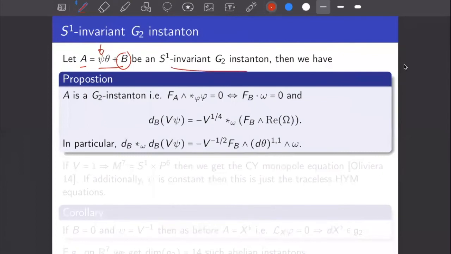Then the S1 invariant G2 instanton condition can be rephrased in the following way. We end up getting that the curvature form of the connection form B on our 6-manifold has to vanish when paired with the symplectic form, when the 2-form is contracted with it, and we get an analog of the so-called Bogomolny equation. So recall that this thing here is the exterior covariant derivative with respect to B. All this equation here is on P6.